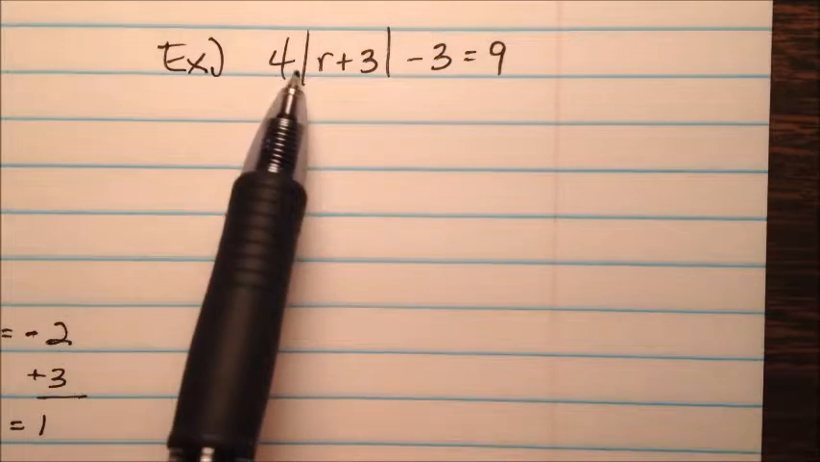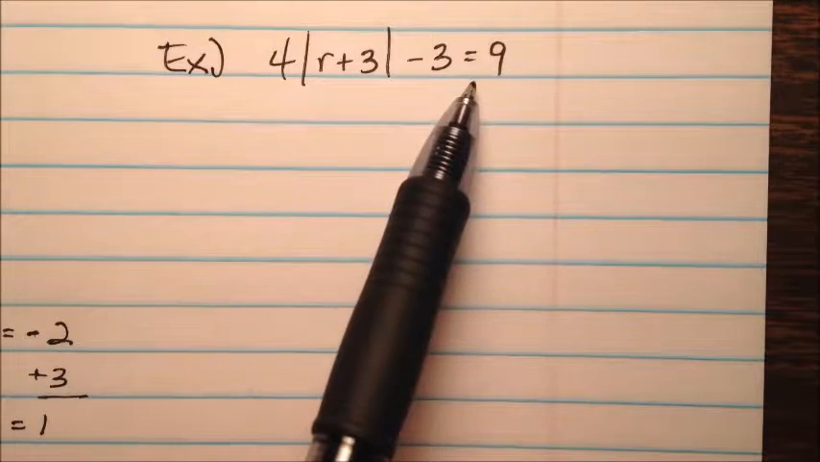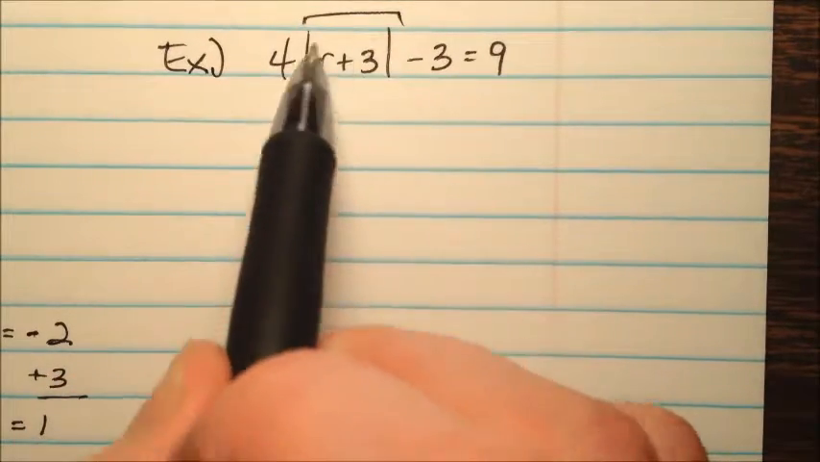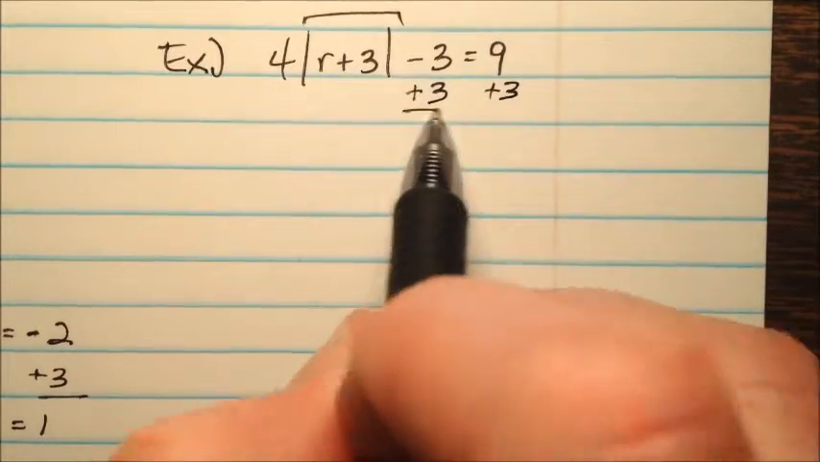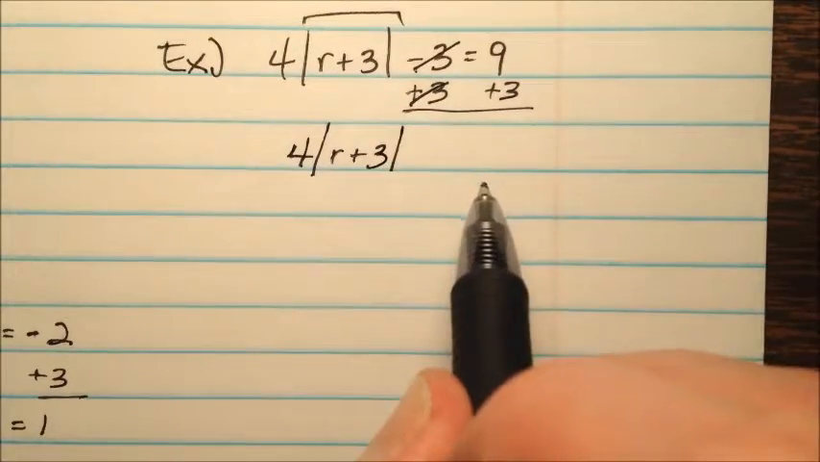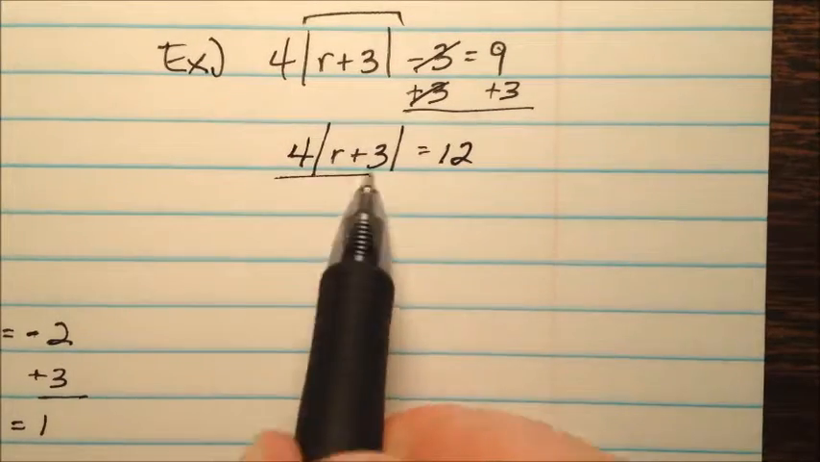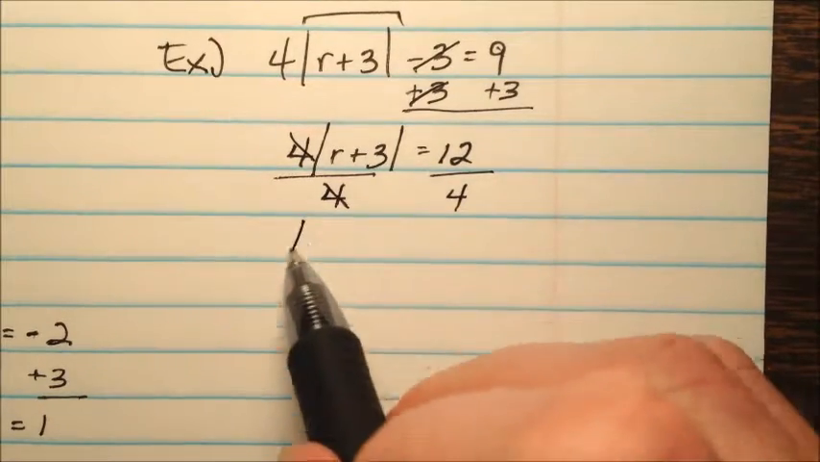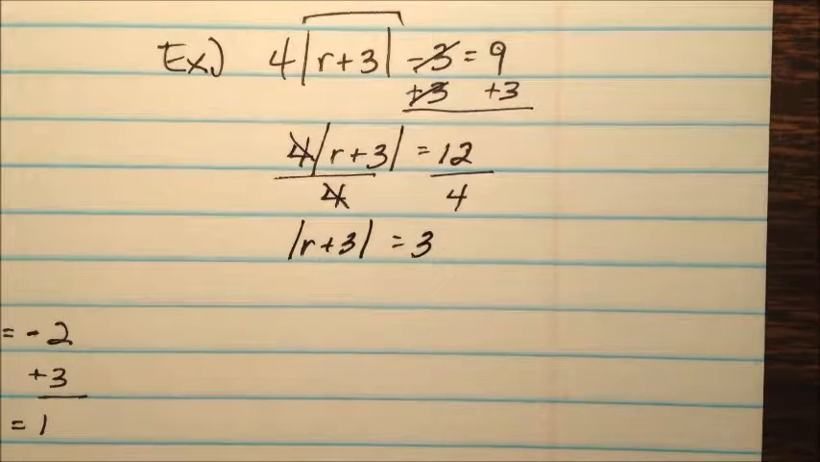In this next example, we have 4 times this absolute value expression r plus 3. Then we have minus 3 equals 9. So in order to solve this, remember, we need to isolate first this absolute value expression. We can do that by using the properties of equality, like we've been doing to solve equations. I can get rid of these 3's first. So I have 4 times the absolute value of r plus 3 equals 12, because 9 plus 3 is 12. And then, like we did in a previous example, we can divide both sides by 4, and that'll get rid of that business. So I get my r plus 3 over here, and it equals 3.